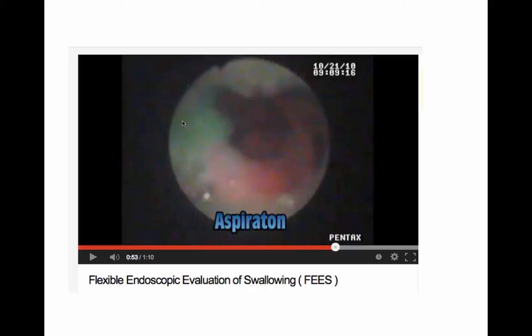Okay, so we've seen sort of the basic landmarks. We've seen what it looks like when there's an abnormal swallow. We will come back to FEES when we talk about the relative benefits and relative negative points in another follow-up lecture.